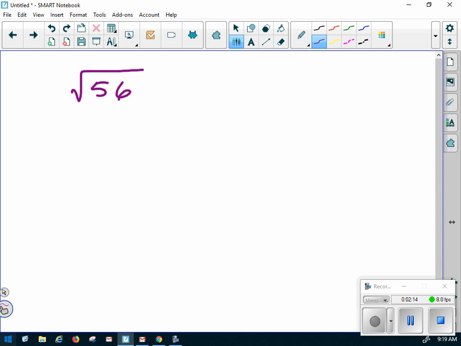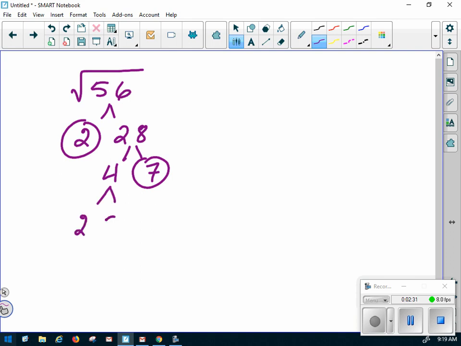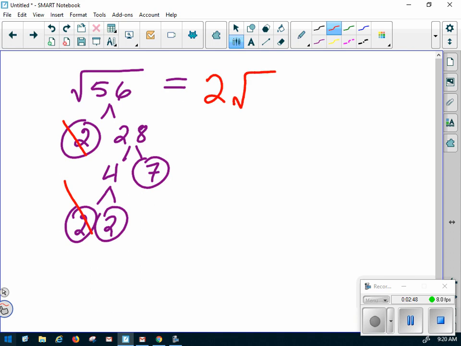How do I do that? You have a calculator. No, 9 and then 4. And 2 and 2. So, do we have any twins? And so the twins will come out. Who has to stay home because they don't have anybody to play with? The 7 and the 2, and 7 times 2 is 14. So, square root of 56 simplifies to 2 times the square root of 14.